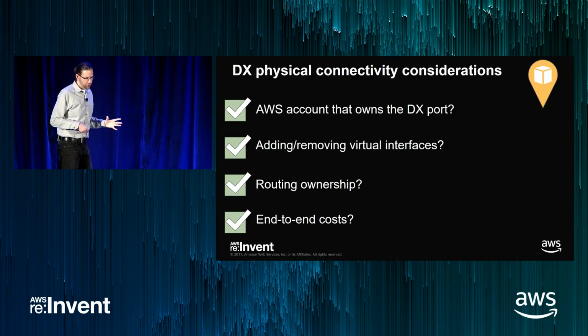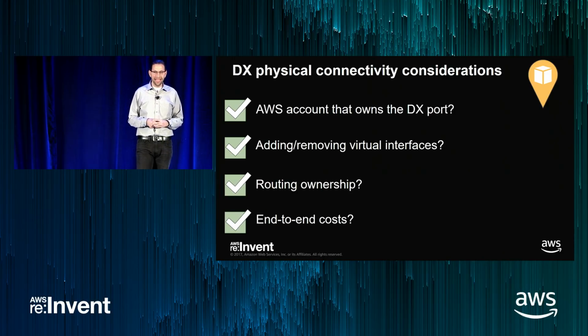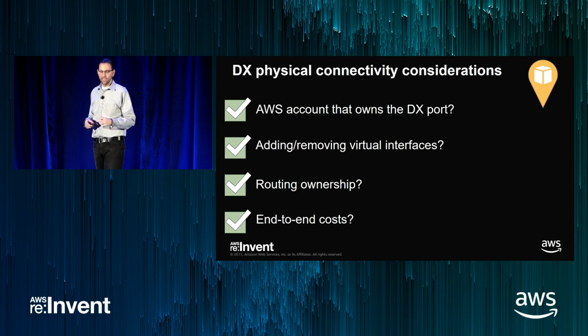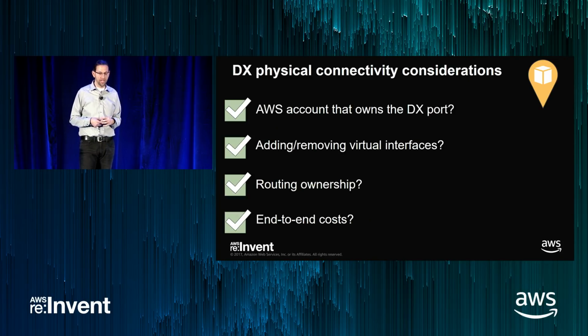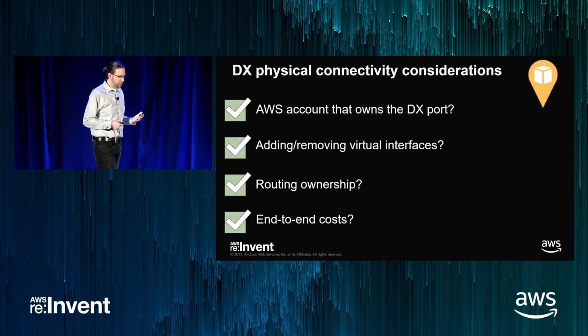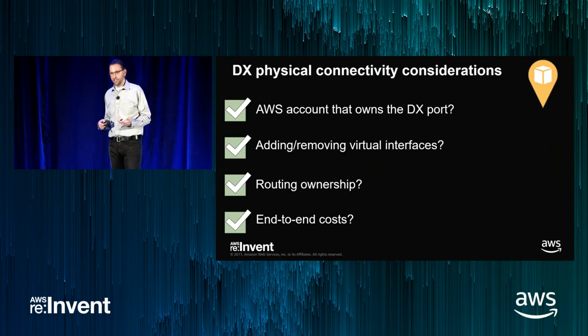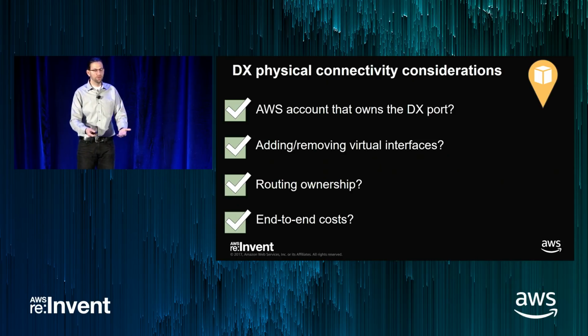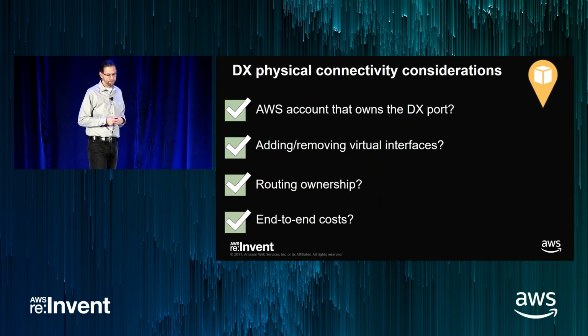As you're making these decisions on how to physically connect, I want you to keep in mind these considerations. In whose account will the Direct Connect port be created? So depending on the scenario that we just talked about, if you're using a partner, ask them. They may be using their own, or they may be asking you to create it in your account. Which leads us to the next consideration, which is, what then does the process look like for creating additional virtual interfaces for the purposes of connecting to additional VPCs or additional accounts? Who is responsible for the routing between the corporate networks and the AWS networks? And what are the costs that are associated with this connectivity?